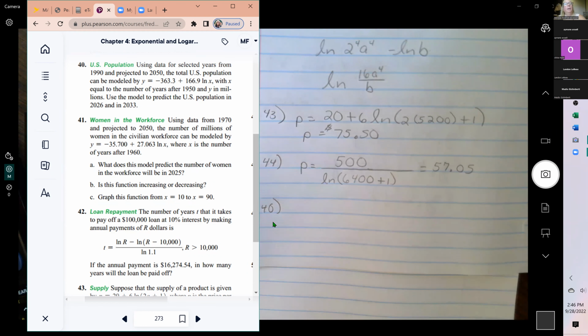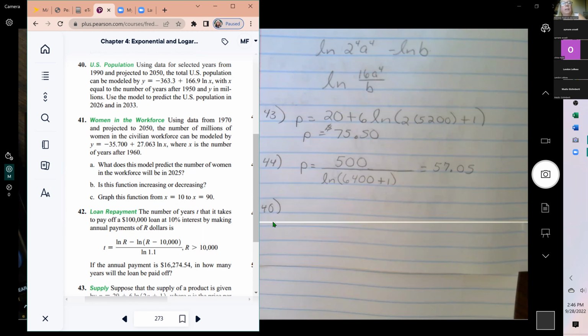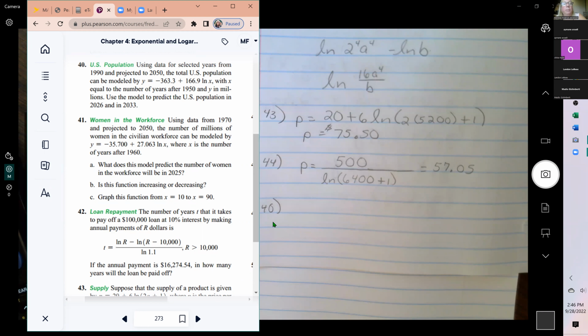Looks interesting. Using the data for selected years from 1990 to projected 2050, the total US population can be modeled by Y equals negative 363.3. On this one, someone asked to do another combined one. On this one, we're just plugging in 1950, the population at 2026 and 2023.